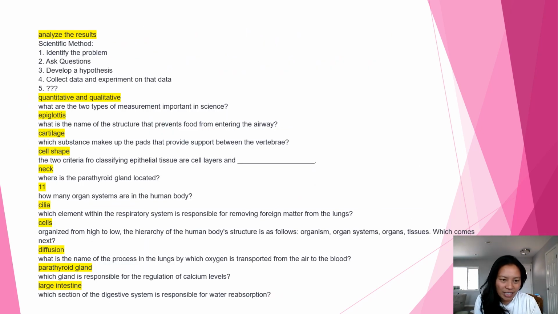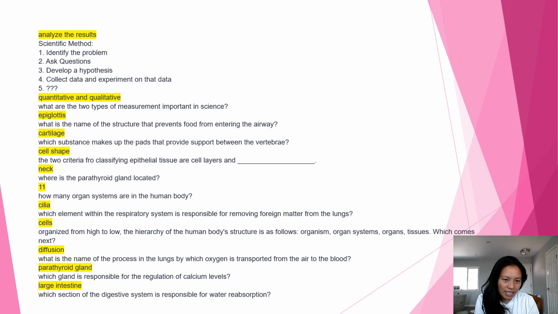The first question is know the scientific method. The scientific method includes identify the problem, ask a question, develop a hypothesis, and collect data and experiment on that data. And the next one, or the fifth step, is to analyze the result. Okay, next question, what are the two types of measurement important in science? It is the quantitative and qualitative measurement.